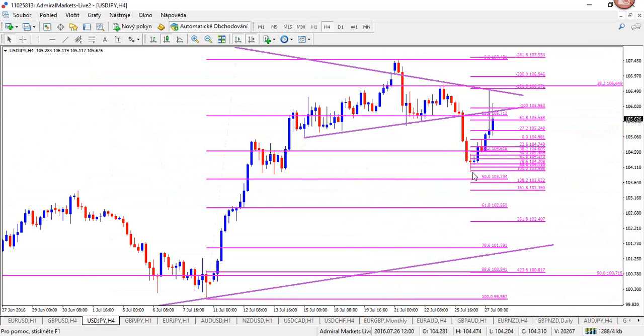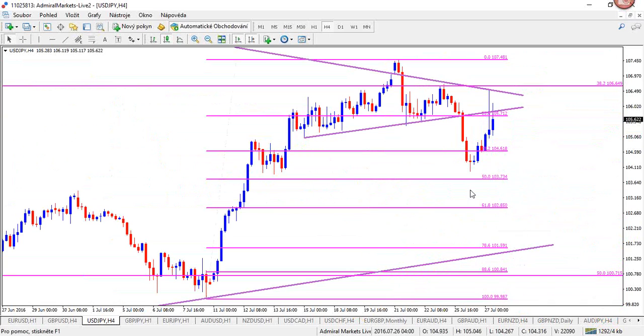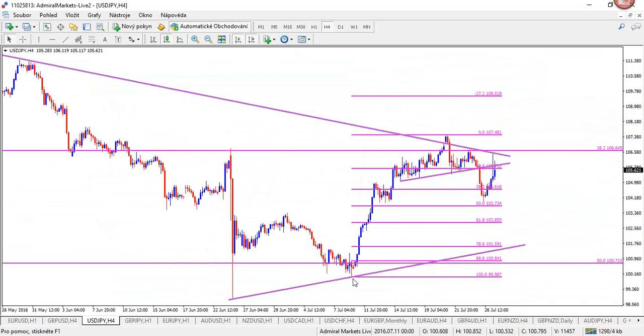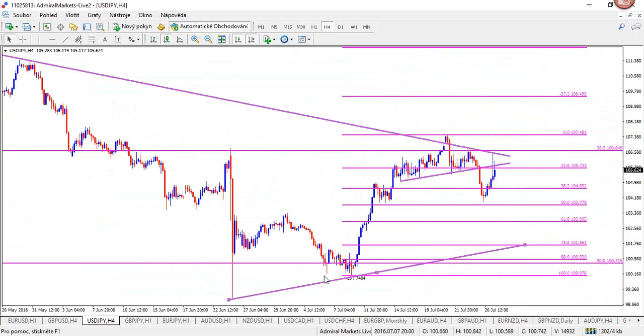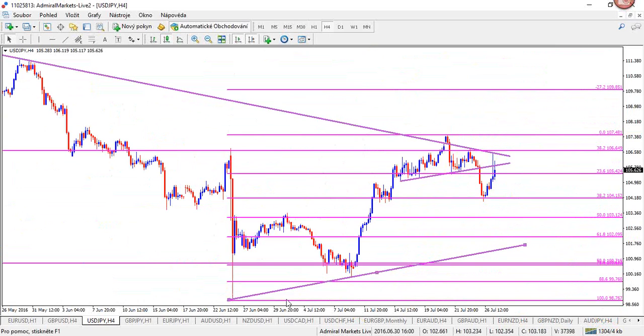So price basically taking us back to the 38.2 fib. And if we actually use the fib from the entire upside, we'll see that was a pretty neat hit right there.